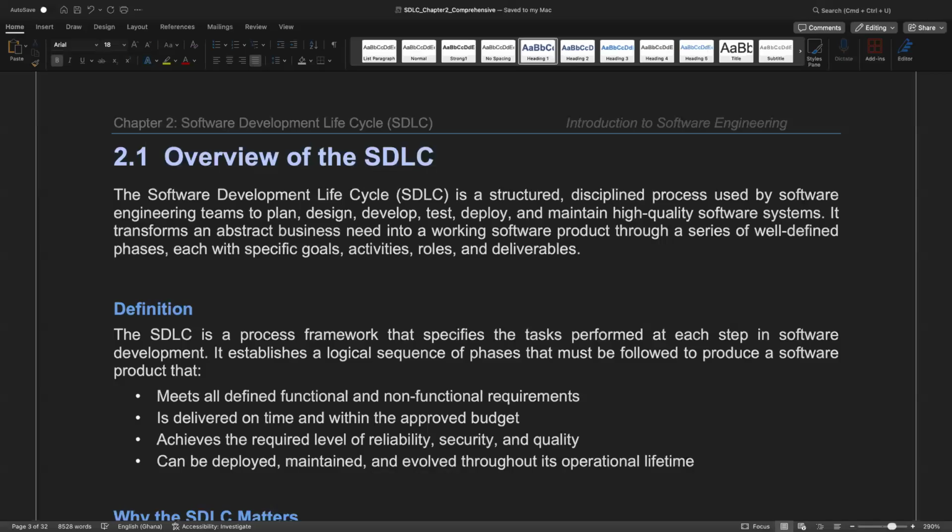The SDLC is a process framework which specifies the tasks to be performed at each stage in the software development cycle. It provides step-by-step guidelines which must be followed, because we are saying that the software development life cycle is structured, with clear guidelines on how software is developed.